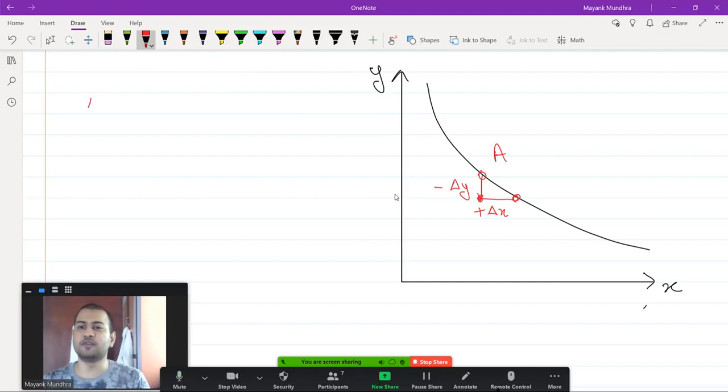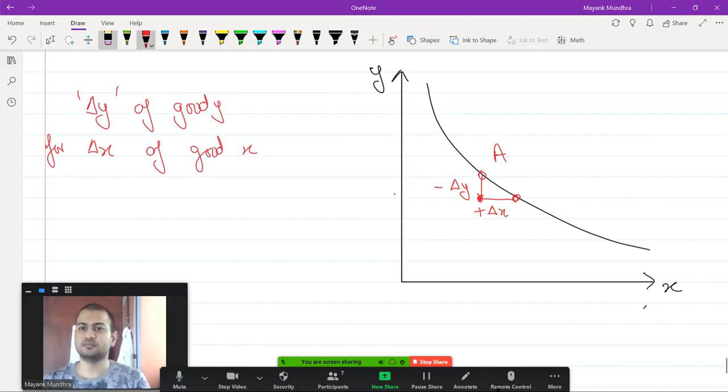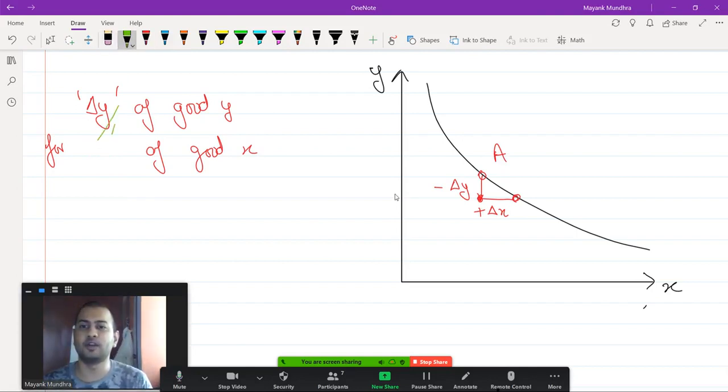So the rate of exchange is delta Y of good Y for delta X of good X. If you use your simple unitary method logic, if you are exchanging delta Y of good Y for delta X of good X, you will be willing to exchange delta Y upon delta X of good Y for 1 unit of good X.